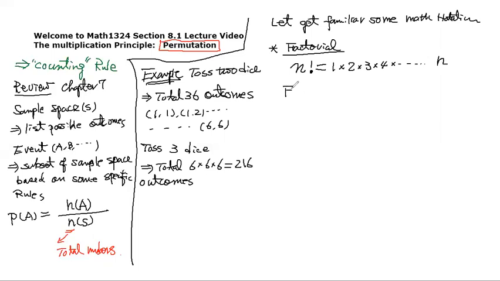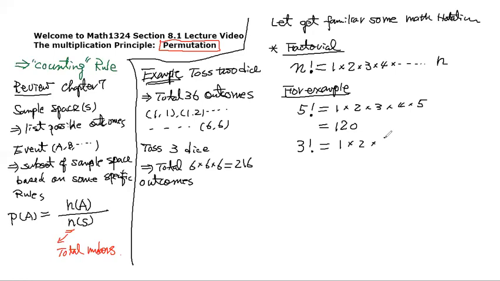So for example, if I say 5 factorial, what does that mean? That means you times 1 times 2 times 3 times 4 times 5, right? When you times it, that will give you 120. In the same way, if I have 3 factorial, what does that mean? The 3 factorial would be 1 times 2 times 3, so this is 6. That's what we call the factorial.